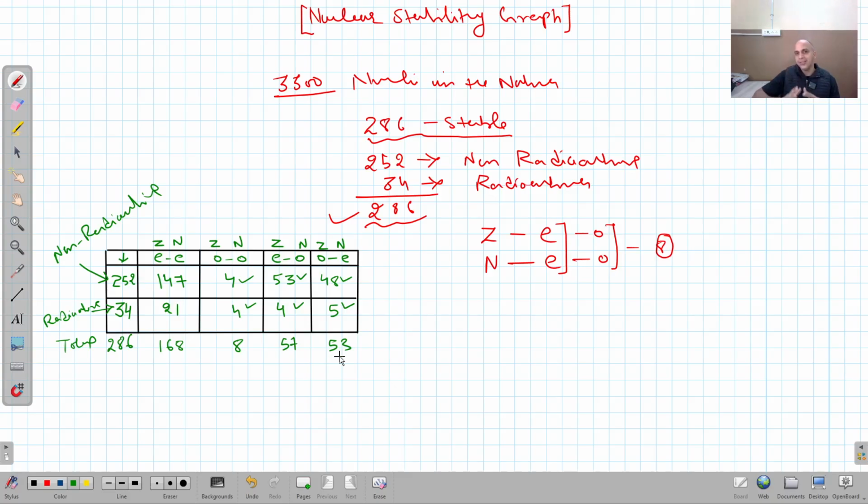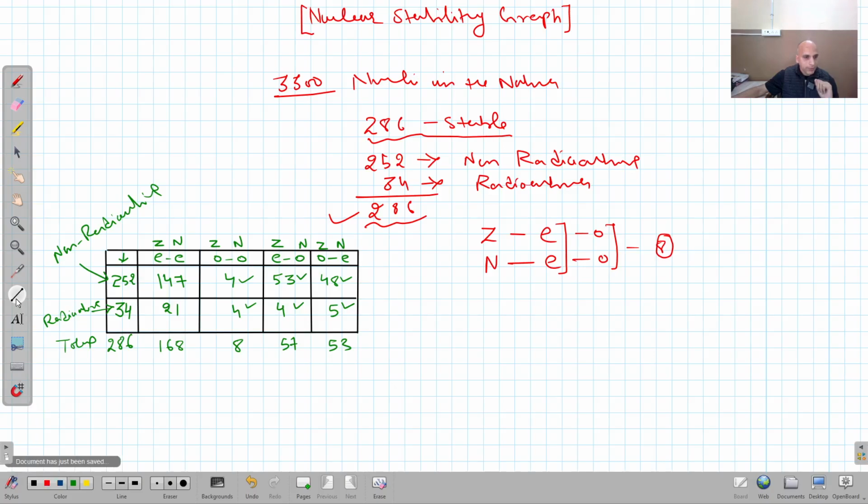So this is the feature that we observed when we did a careful study of all the naturally occurring nuclei, that is around 3300, right? And we found that only 286 nuclei are stable, right? Now we also got a very interesting feature from this table when we plotted a graph between the number of protons and number of neutrons in all these nuclei, right?